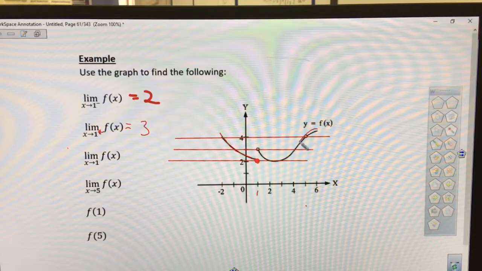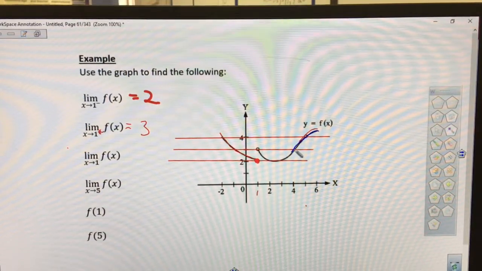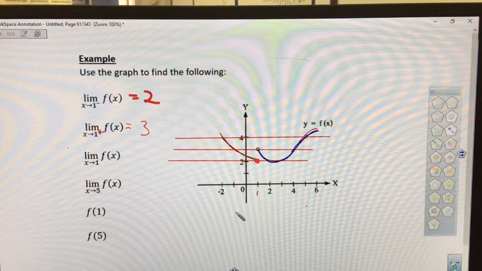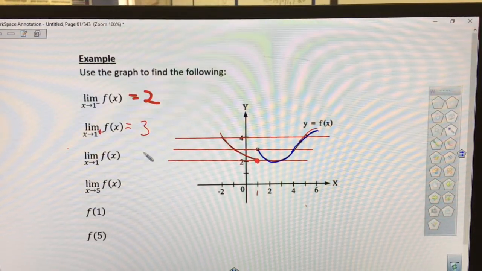So I'm going to approach it from the right. What y value am I getting closer and closer to? As I get closer and closer to x value 1 from the right. 3. Now as I get closer and closer to 1 from both sides, that's the limit does not exist.